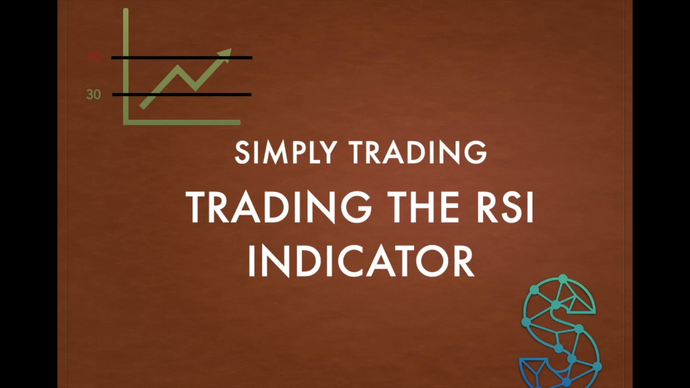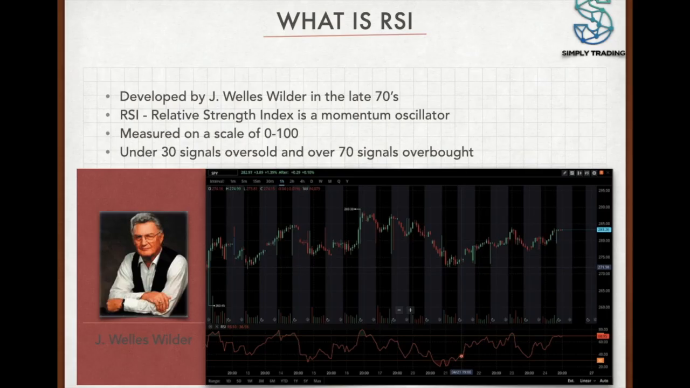Without further ado, we'll move on to what is RSI. RSI was developed by J. Wells Wilder in the late 70s. It is an acronym for Relative Strength Index, and it is a momentum oscillator. It is measured on a scale of 0 to 100, and within that scale, under 30 signals oversold and over 70 signals overbought. We'll get into a little bit more on what that actually means and how to take advantage of that indicator later on in the presentation.